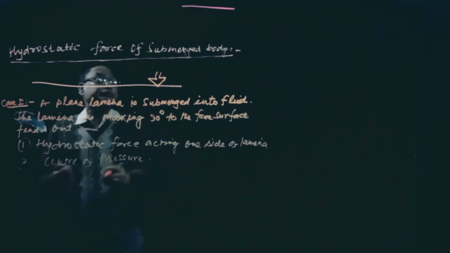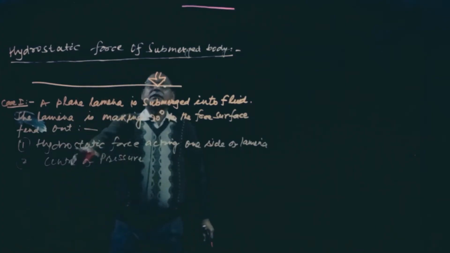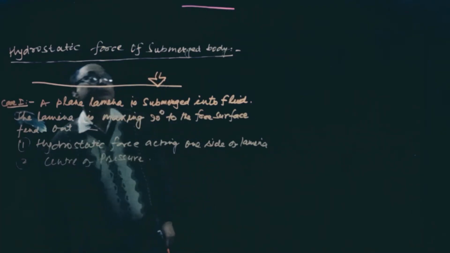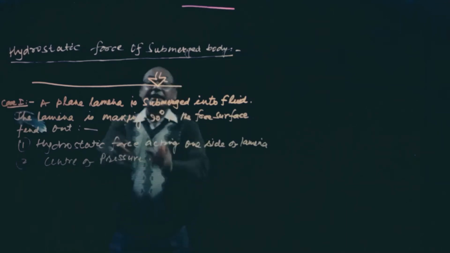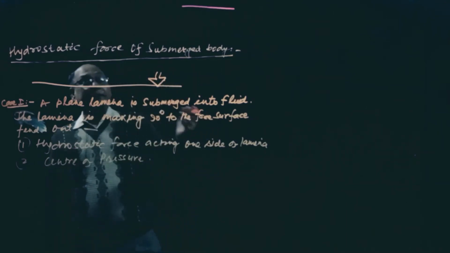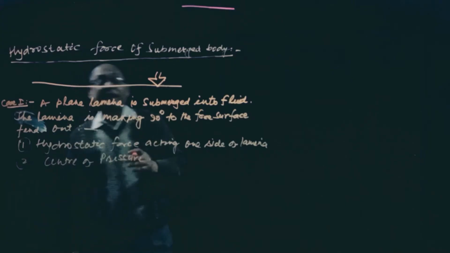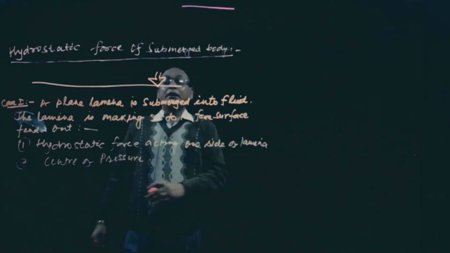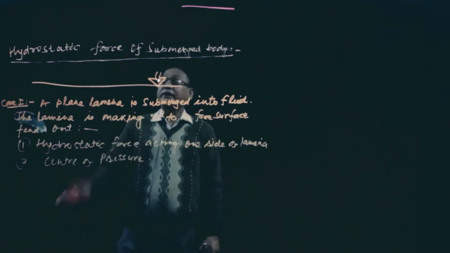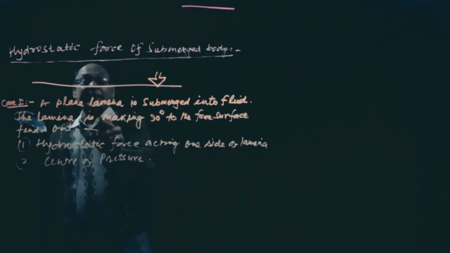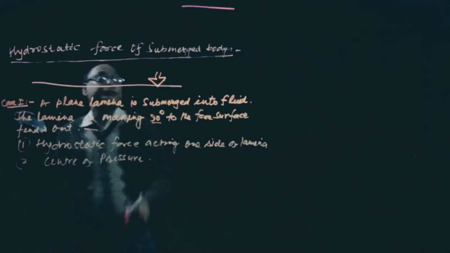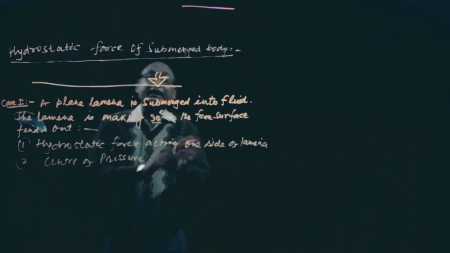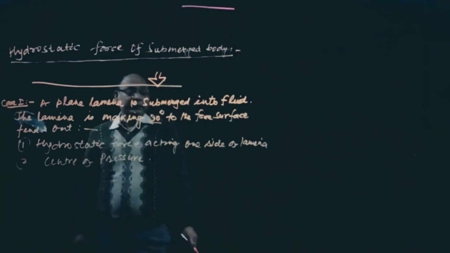Okay, as I told you, there are two cases. In this session, we are going to derive the relation of hydrostatic force of the submerged body when the body is making 90 degree to the free surface. Another case will be that the plane of the lamina is inclined at angle theta to the free surface. That we have to find out in case 2. Case 1 is the plane of the lamina is making 90 degree to the free surface. Okay, so we find the hydrostatic force acting on the one side of the lamina. Another is center of pressure also. Center of pressure, I will define what is that one.